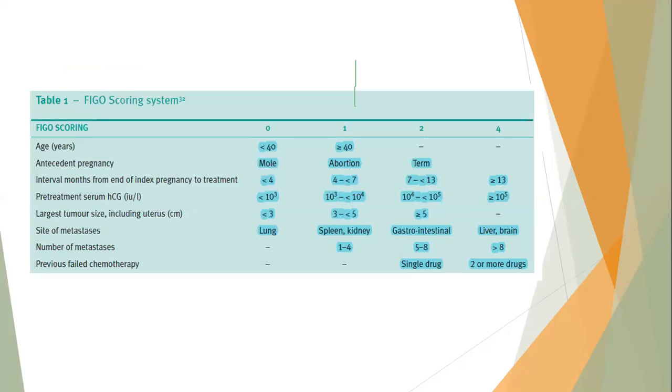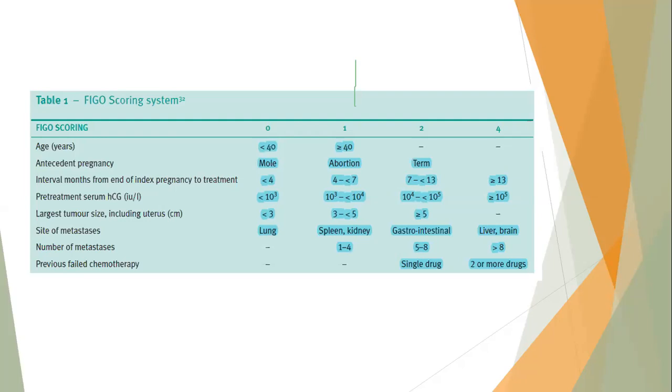The age will only take a score of 0 or 1. If less than 40, it is 0. If 40 or more, it is 1. The type of pregnancy, the antecedent, it is the previous. It is the pregnancy upon which this GTD occurred. If it is mole, this is 0. If abortion, 1. If term, it is 2.